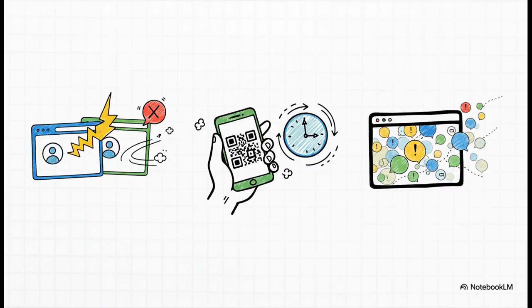You know, it really all boils down to three core frustrations. First, you've got those session conflicts that are constantly kicking you out. Second, all the time you completely waste rescanning those QR codes. And third, the pure chaos of mixed notifications, which makes it way too easy to miss important messages. This isn't just annoying, it's a major drag on your productivity.